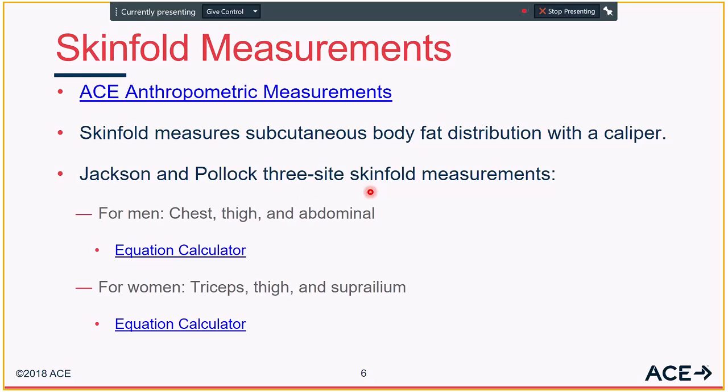What you do is you go through these 3 sites, pinching the skin, measuring the subcutaneous fat that's on the surface near the skin. You're measuring that in millimeters, and then you simply put that into an equation calculator, and I have a link here that takes you to the 3-site skin fold measurement for men and women. They are different for males and females because each gender holds their fat in different areas, so it highlights that.